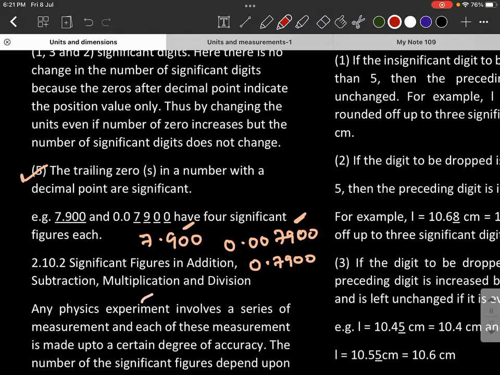Because what does the second point tell you? When you have a decimal number, the zeros before the first non-zero number are also insignificant. So here also you have only 4, and here also, the third one, you have only 4. Is it clear?